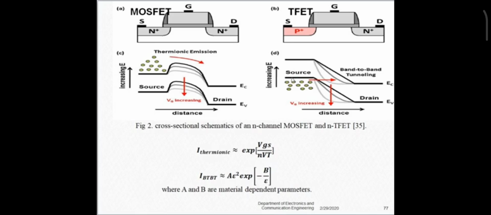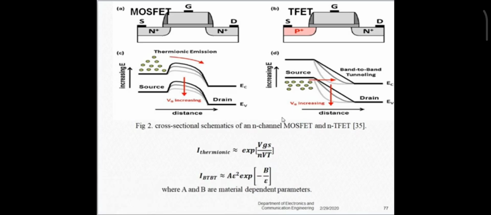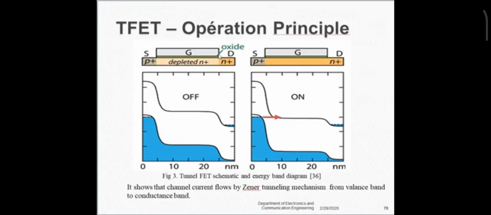There are two equations given below. The first one is the thermionic current in MOSFET, and the second one is the band-to-band tunneling current in TFET, in which A and B are material dependent parameters. They depend upon the material characteristics, doping, etc. As you can observe, the potential barrier at the source-channel junction is very wide in the off state of the device, when VGS is equal to 0 volt and VDS is equal to the supply voltage, 1 volt. So the TFET exhibits very low off-state current because of the large depletion layer at the source-channel junction.